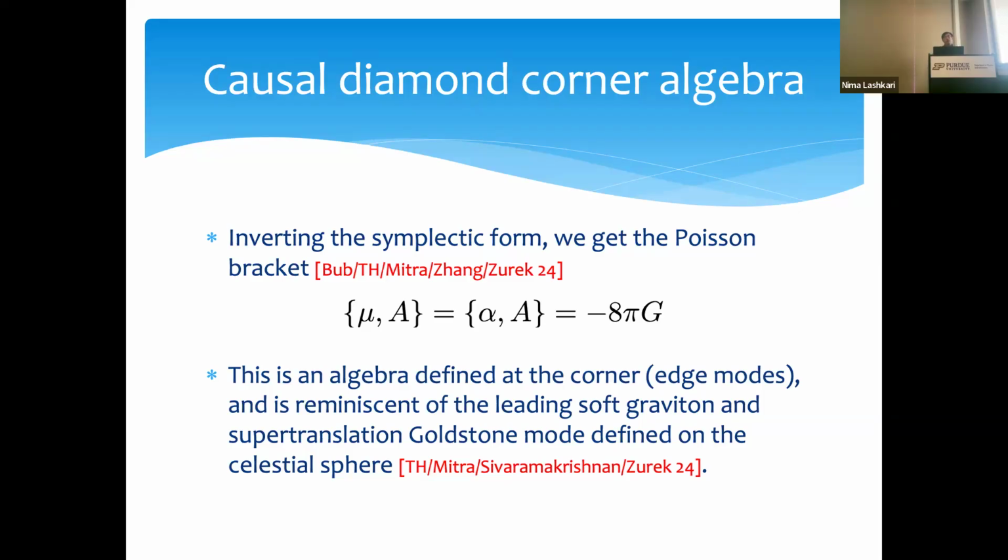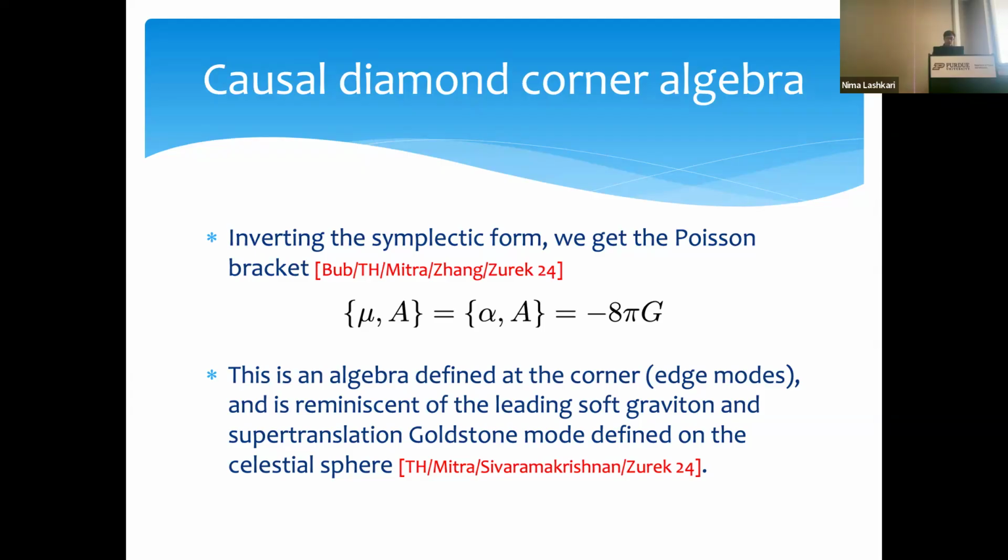But there is another place where we have seen this before. This is exactly what happens when you compute the symplectic form associated to the leading soft graviton and its symplectic partner, the supertranslation Goldstone mode. They are both defined on the celestial sphere, and the celestial sphere is a codimension 2 surface. So this is where we started thinking there is probably an analog that we can use to relate the asymptotic analysis to this finite causal diamond analysis.